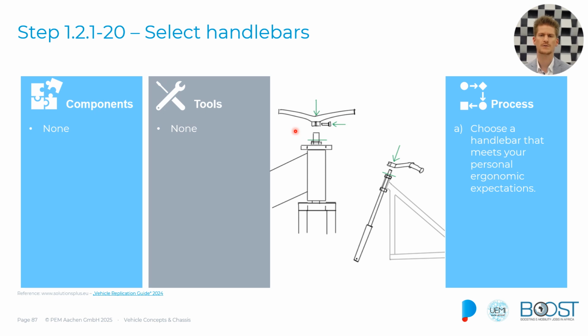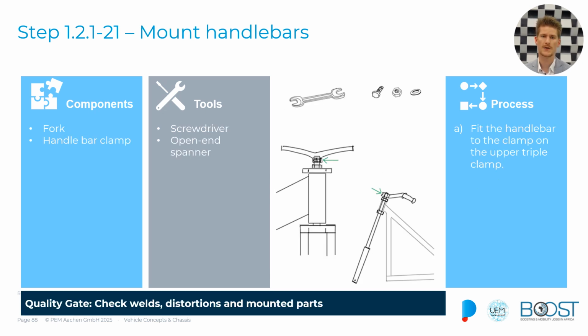So you can either choose your own ergonomic preferences, or this is something that can be fitted in respect to customer requirements or customer needs, what they actually want. Now, if you have selected your handlebar, you just mount it on top of that pole.